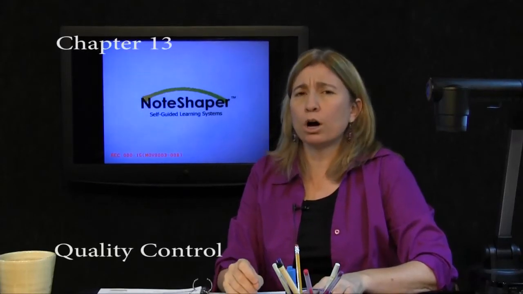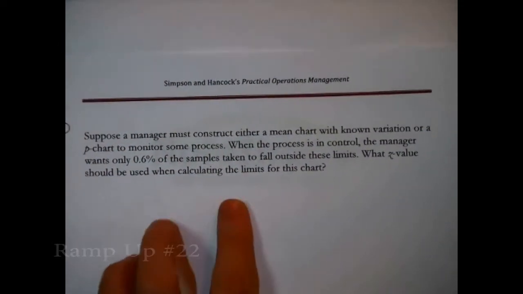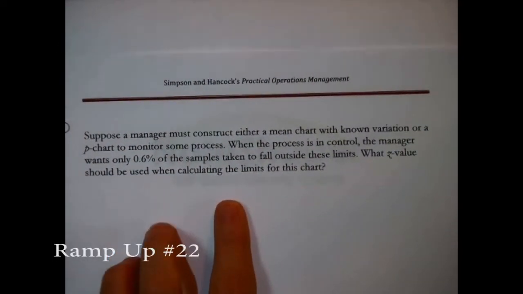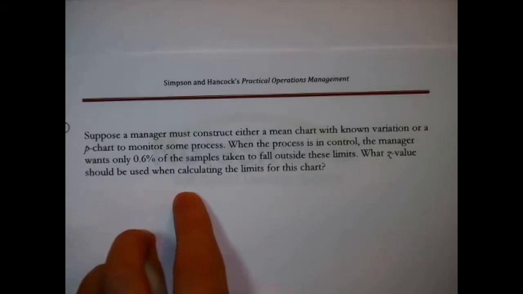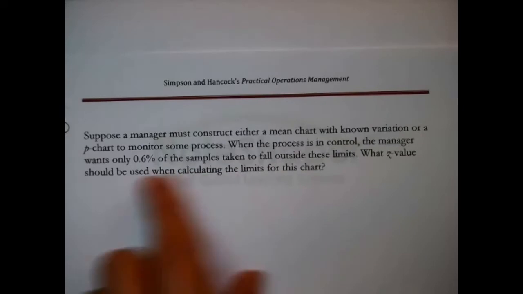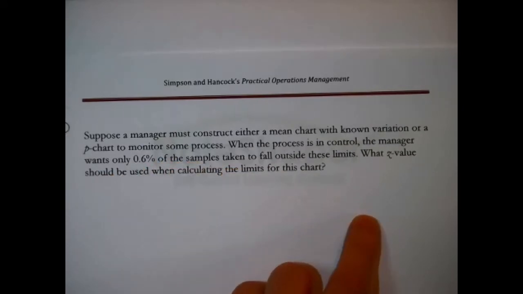You can't draw a control chart without taking some risks. What kind of risks? Essentially the risk of being wrong. This is what this particular problem is asking us to incorporate. Suppose a manager must construct either a mean chart with known variation or a p-chart to monitor some process. When the process is in control, this is what I mean by risk of being wrong.